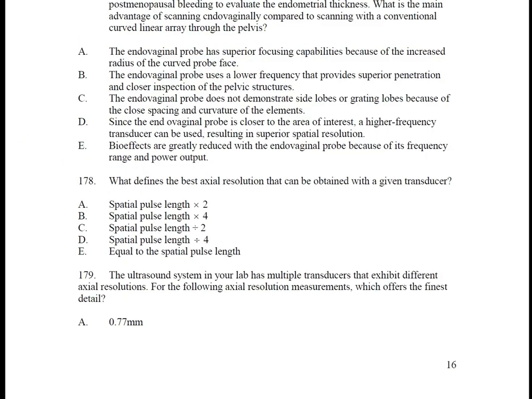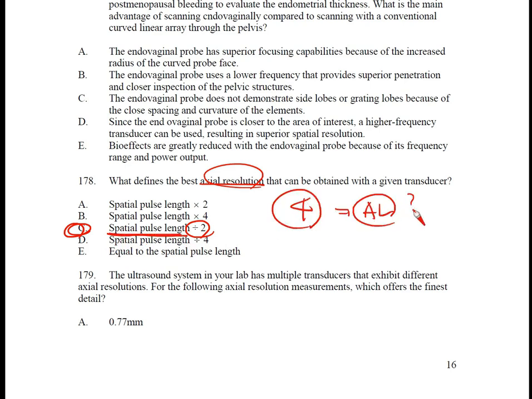Now let's move on and look at question number 178. Yes, this is the most basic formula for the question. The formula related to axial resolution is option C, which is the value of SPL divided by 2. Calculation questions like this can appear on the exam. For example, if SPL is given as 4, you could be asked what the axial resolution is. You simply need to divide by 2.